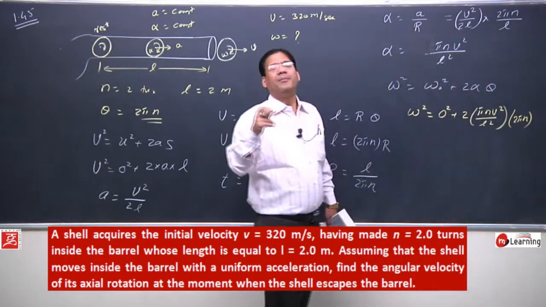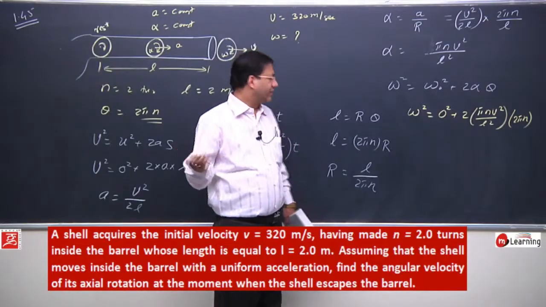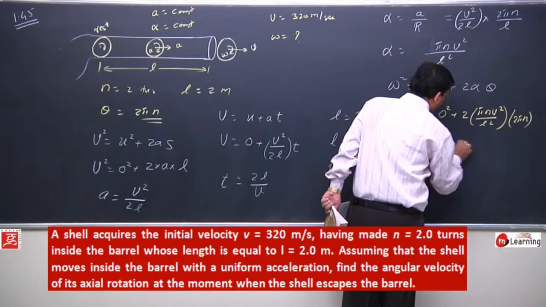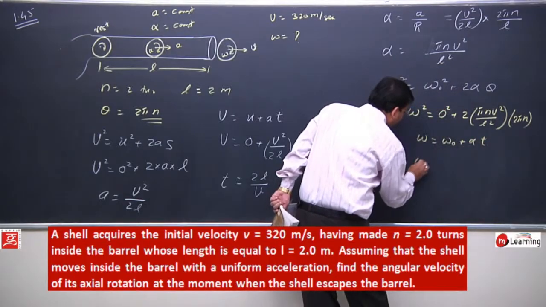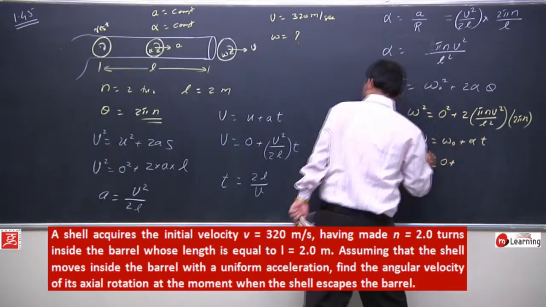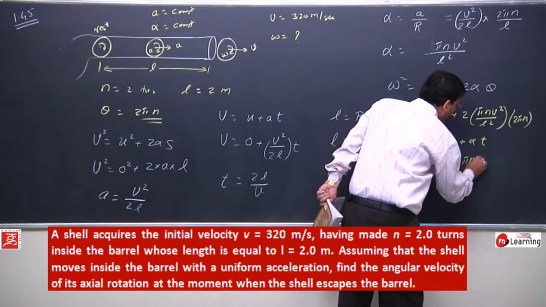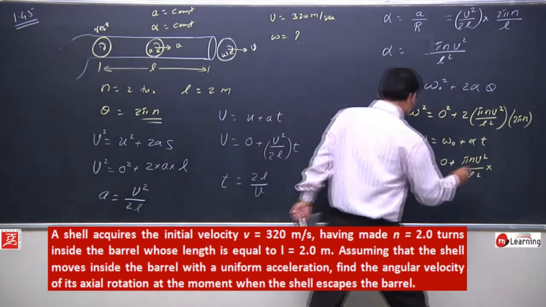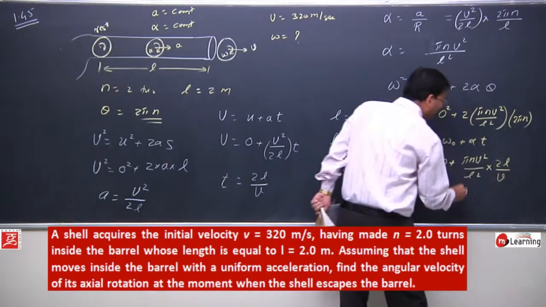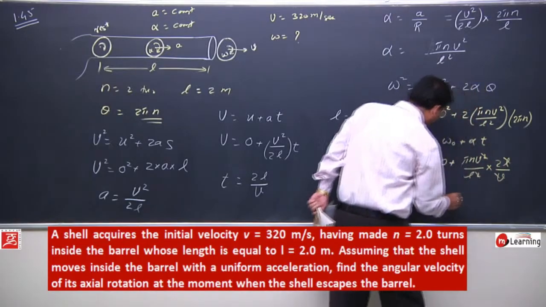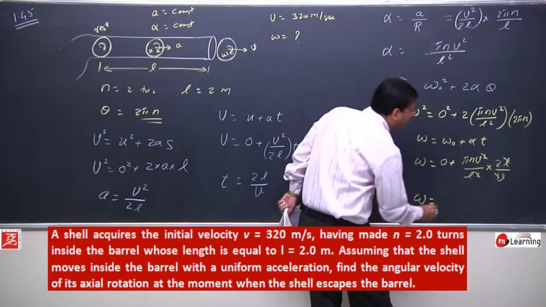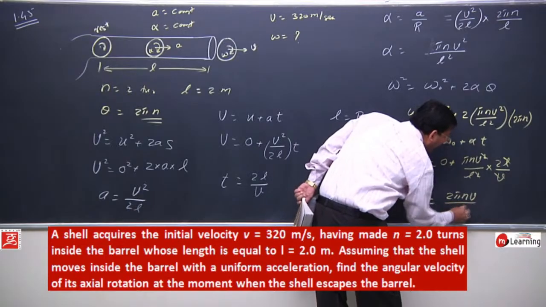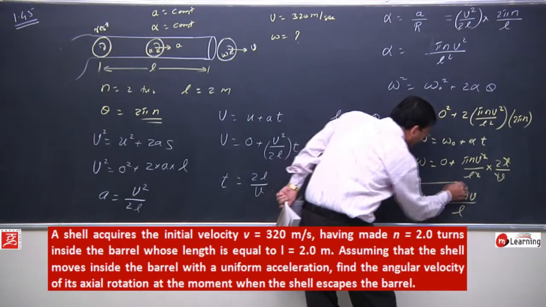Or I will write omega is equal to omega naught plus alpha into t. Time is also given to us. Omega is equal to omega naught plus alpha into t. I can write from any equation now: 0 plus, for alpha I will write pi N v square by L square, and for time I will write 2L by v. One v will cancel, one L will cancel, and omega comes out to be 2 pi N v by L. It seems this is the answer.